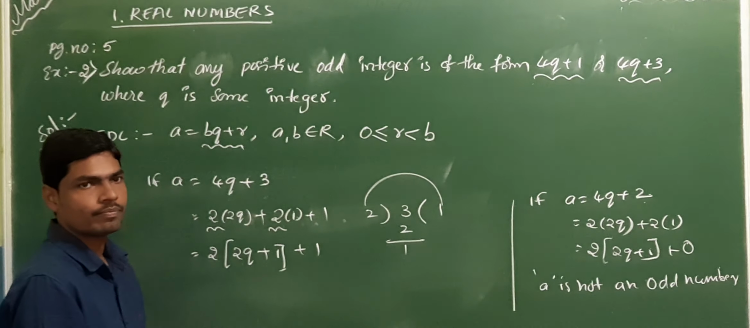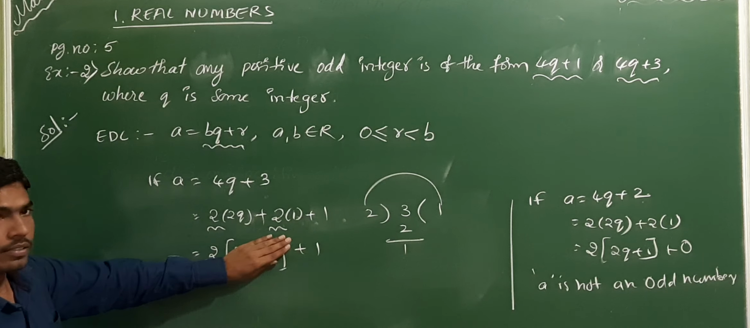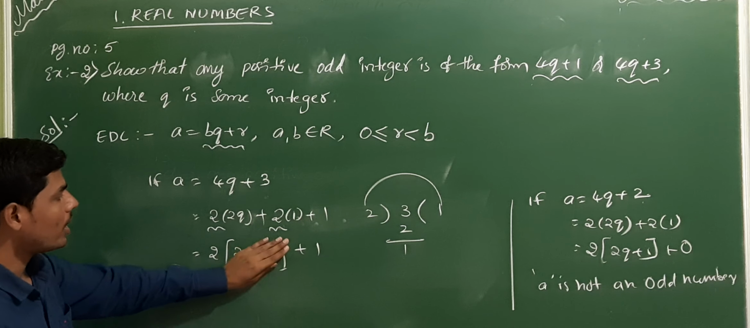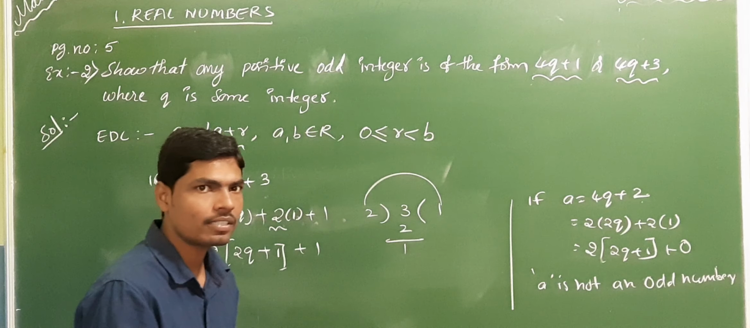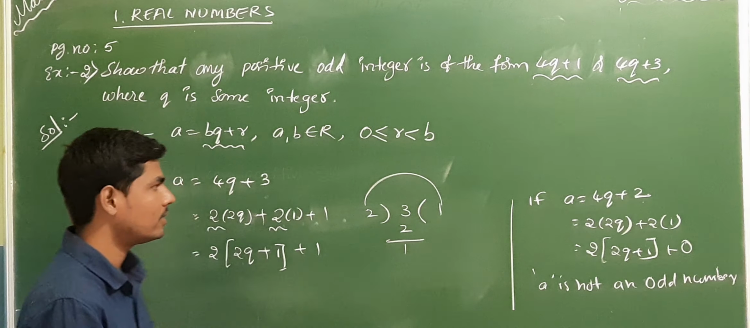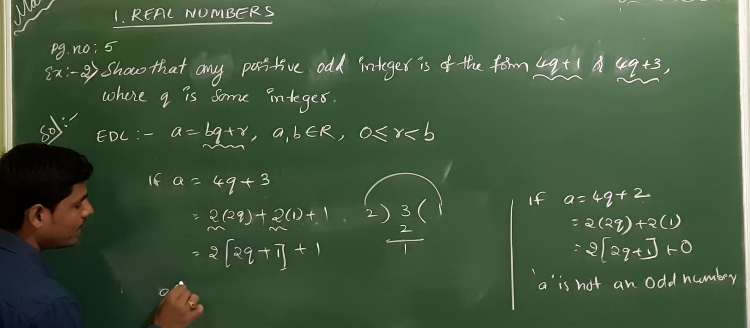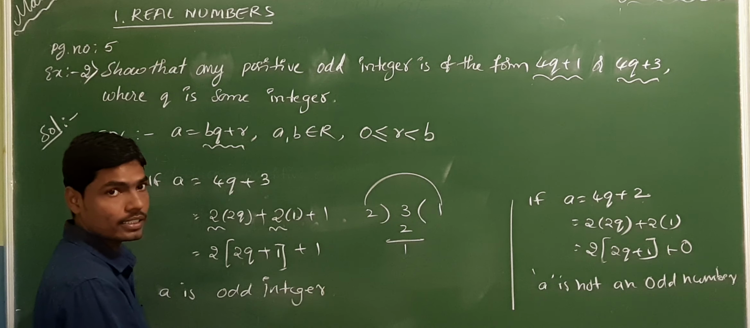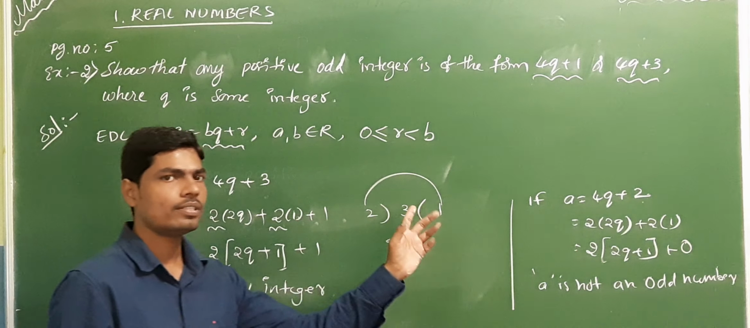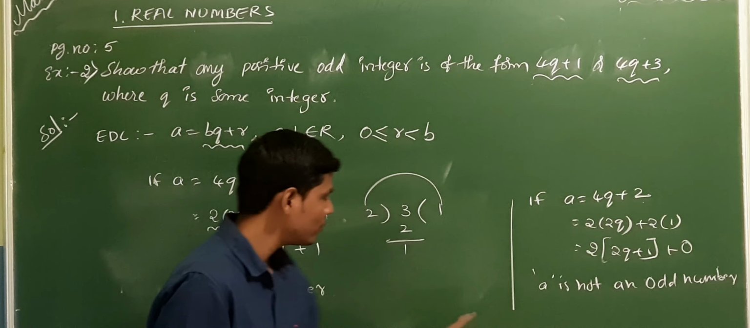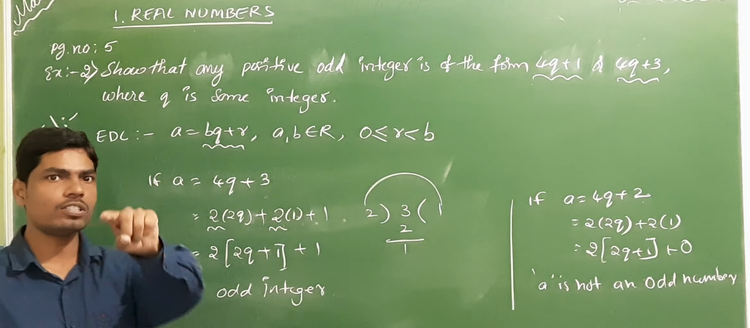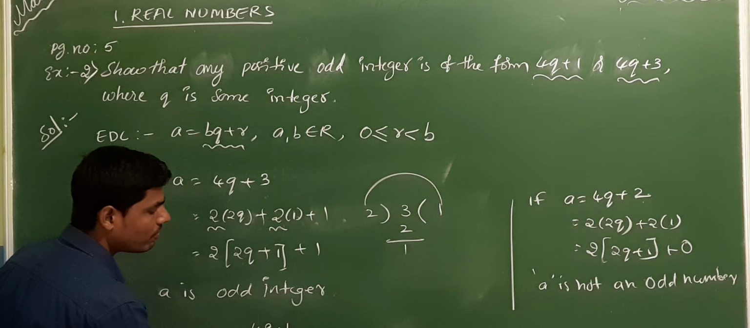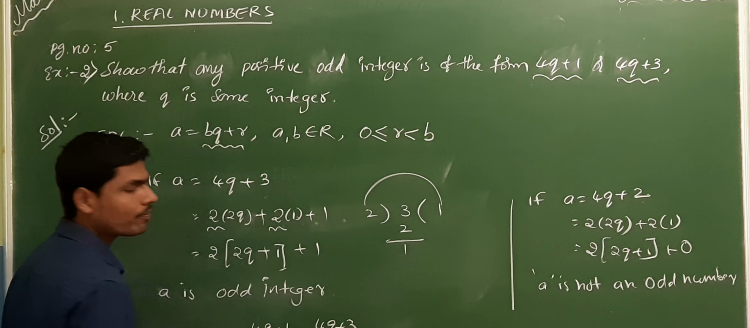Now observe this one: 2 into something plus 1. That means if you divide 4q plus 3 by 2, you get remainder 1. If you get remainder 1, those numbers are odd numbers. So 4q plus 3 is an odd integer. So the first one, no. Second one, yes. Third one, no. Fourth one is yes. Now the possible forms are 4q plus 1 and 4q plus 3.